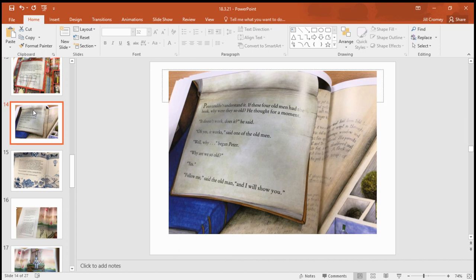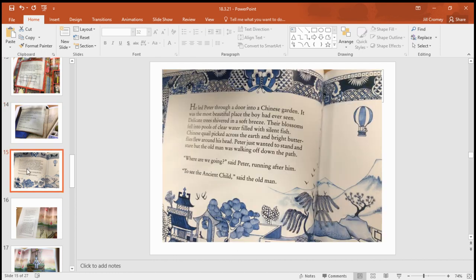Peter couldn't understand it. If these 4 old men had the book, why were they so old? He thought for a moment. "Doesn't work, does it?" he said. "Oh, yes, it works," said one of the old men. "Well, why?" began Peter. "Why are we so old?" "Yes. Follow me," said the old man, "and I will show you." He led Peter through a door into a Chinese garden.